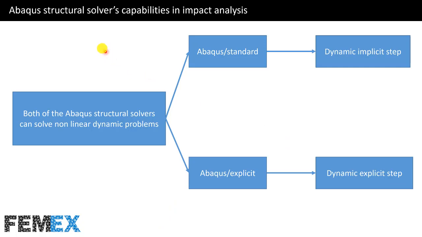I want to talk about the Abaqus structural solver's capabilities in impact analysis. Both of the Abaqus structural solvers can solve nonlinear dynamic problems. If you want to use the Abaqus standard solver, you must use the dynamic implicit step, and if you want to use the Abaqus explicit solver, you must use the dynamic explicit step.